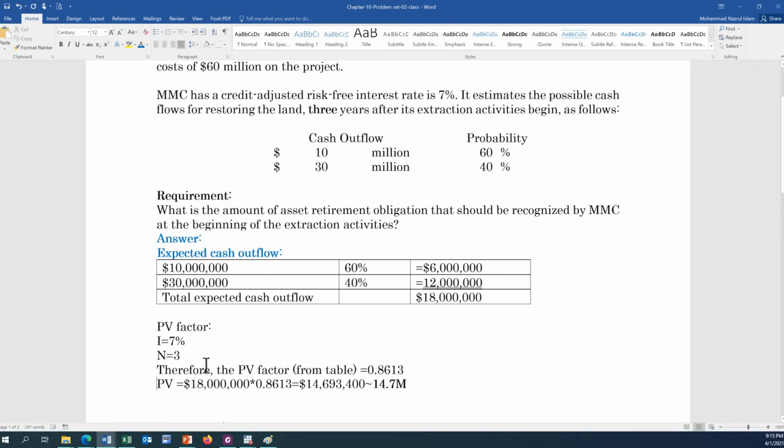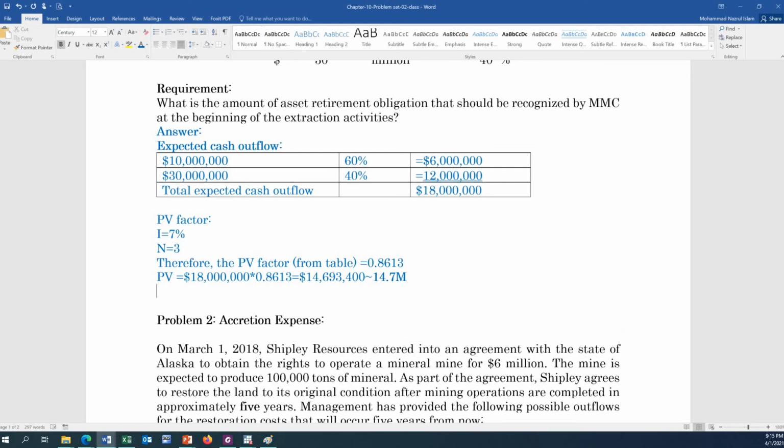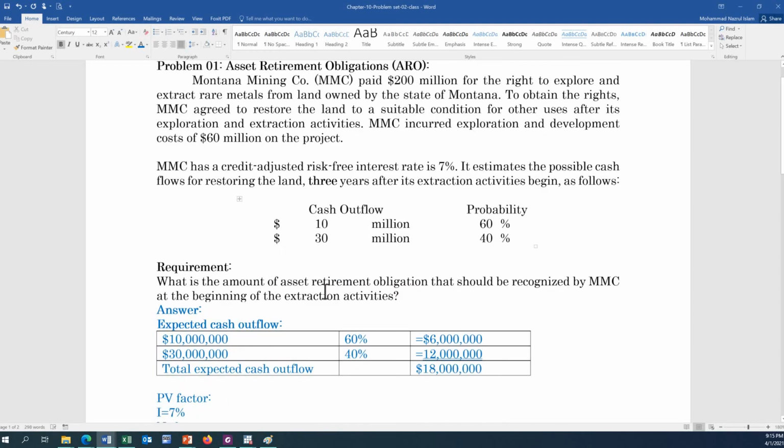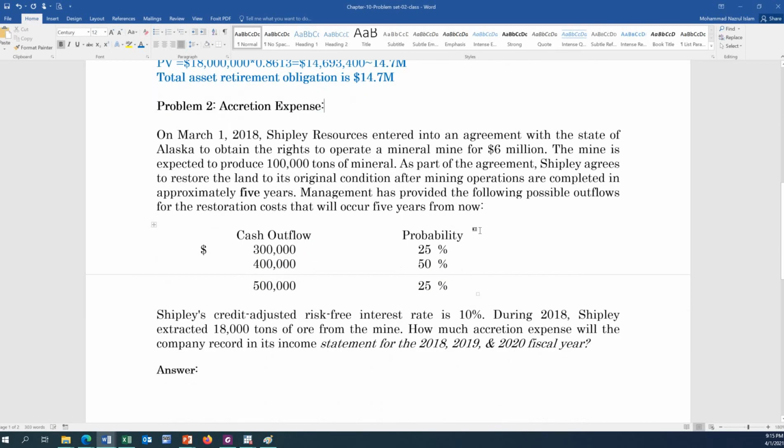You got it? So where is the answer? We calculated that. So the total asset retirement obligation is 14.7 million. Now come to the second one.